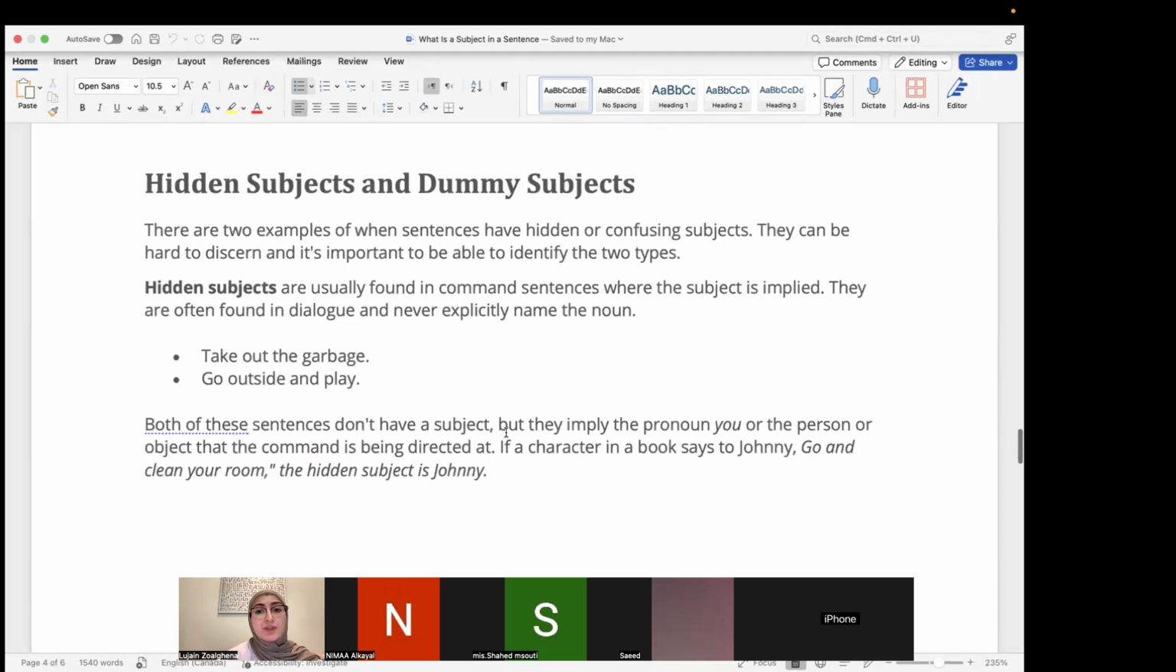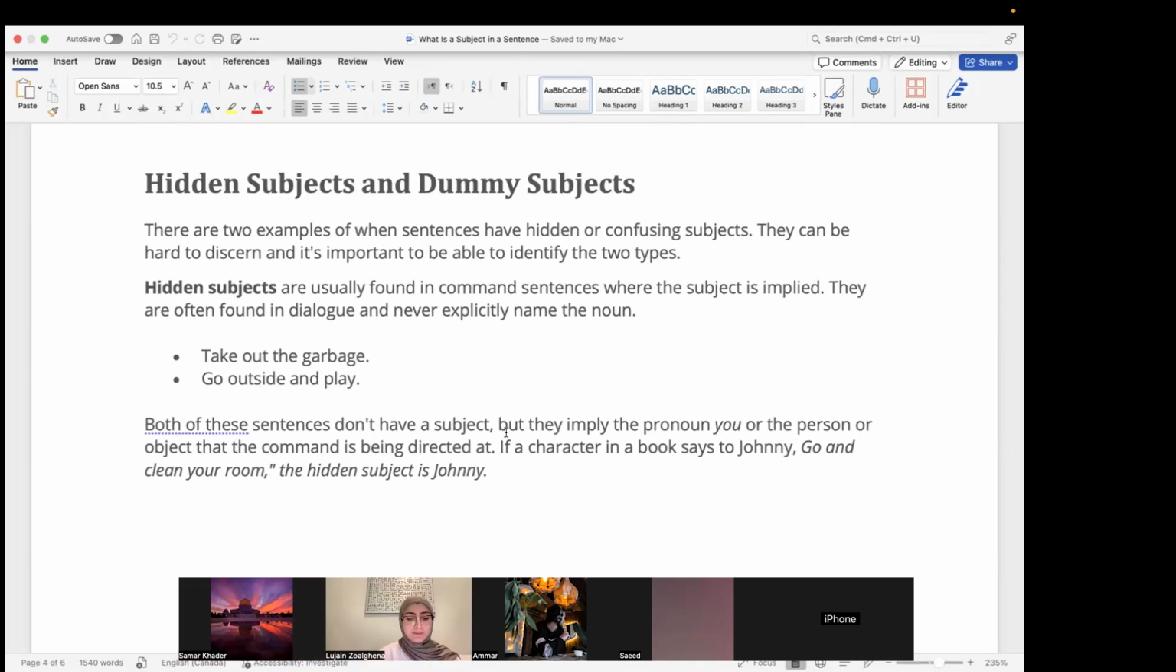Let's see hidden subjects and dummy subjects. Who wants to read this? This is easy. Go ahead, Summer. Hidden subject and dummy subject.